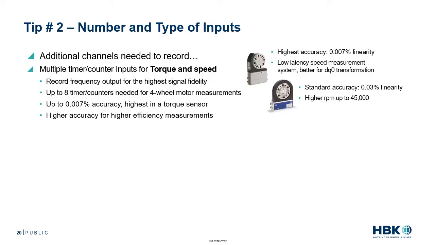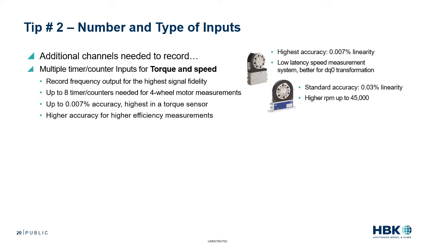Well, there are additional channels that need to be recorded, and they're just as important. For example, torque and speed signals ideally should be recorded with timer and counter inputs. So you want to ideally record them digitally or use a frequency output so that you can gain the highest signal fidelity and have noise immunity from EMI. So if you have an example, a 4-wheel motor measurement, you'll need 8 timer counters, 4 for the torque, 4 for the speed.